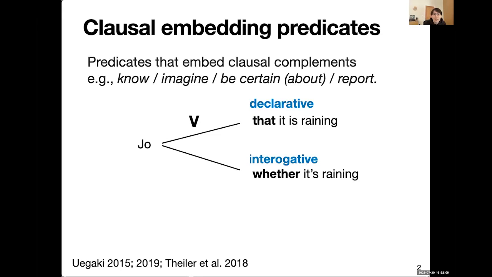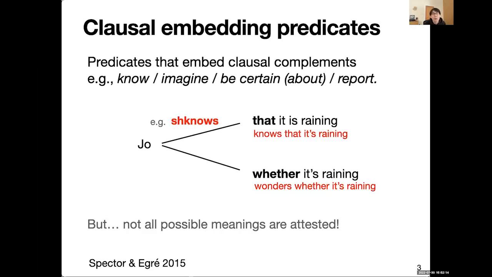The meanings of predicates that behave this way are quite diverse across languages. However, not all possible meanings are attested. So for example, Spector and Gajewski speculate that we cannot find a predicate that has the semantics of this fictitious predicate, schnow, which means know when it takes a declarative complement and wonder when it takes an interrogative complement. So Joe schnows that it's raining would mean Joe knows that it's raining. And Joe schnows whether it's raining would mean Joe wonders whether it's raining. And the claim is that we cannot find such a predicate in a natural language.